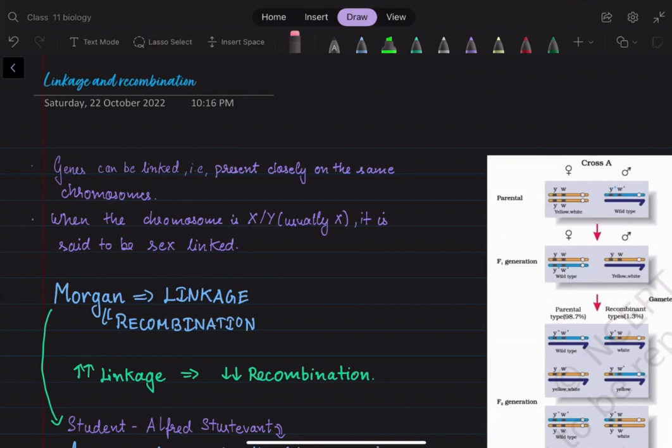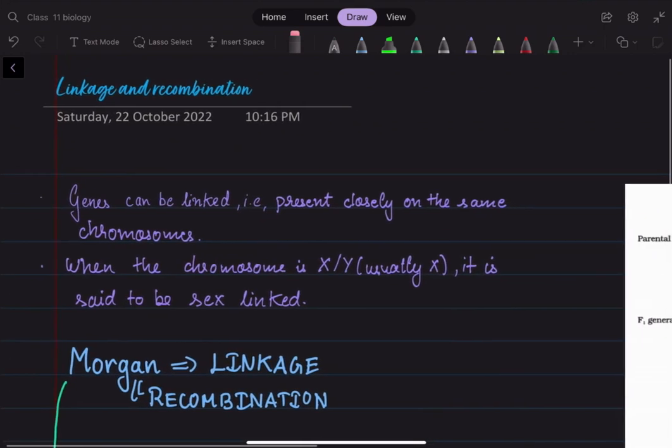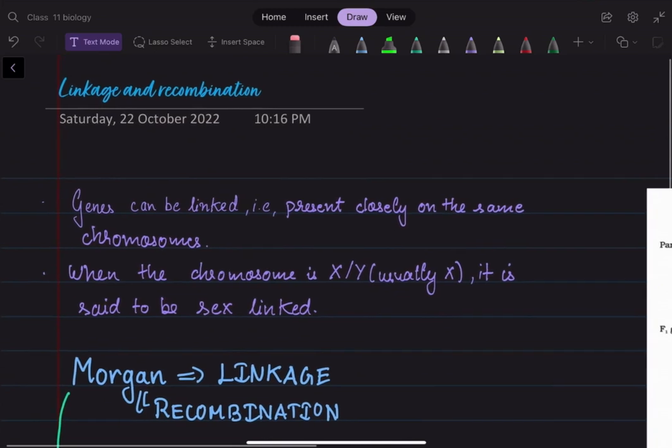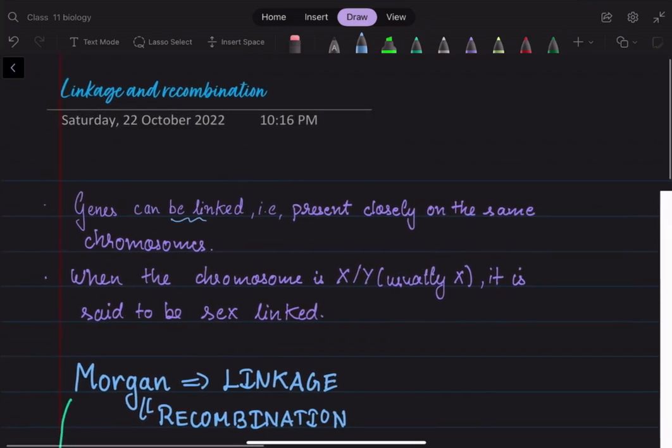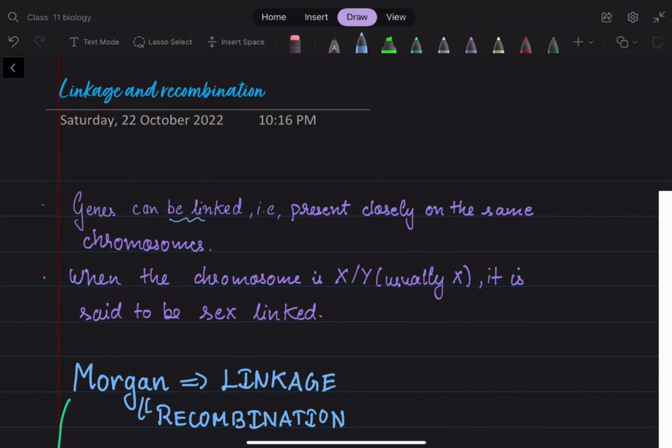In the last video we did chromosomal theory of inheritance, and in this video we'll be doing linkage and recombination. As I told you, linkage is an exception to the third law, that is the independent assortment. The law of independent assortment says that the genes separate independently of each other, but sometimes it's not like that. The genes can be linked, that is, they might be present closely on the same chromosomes. So what do I mean by this?